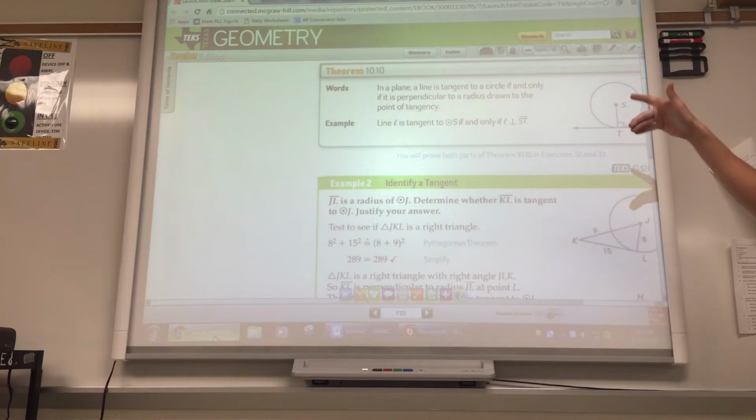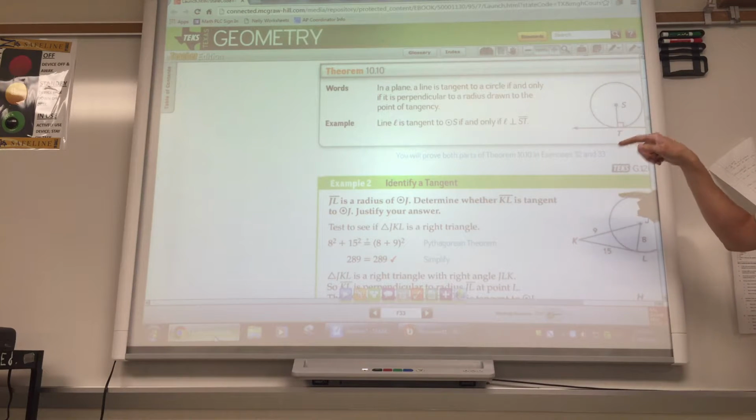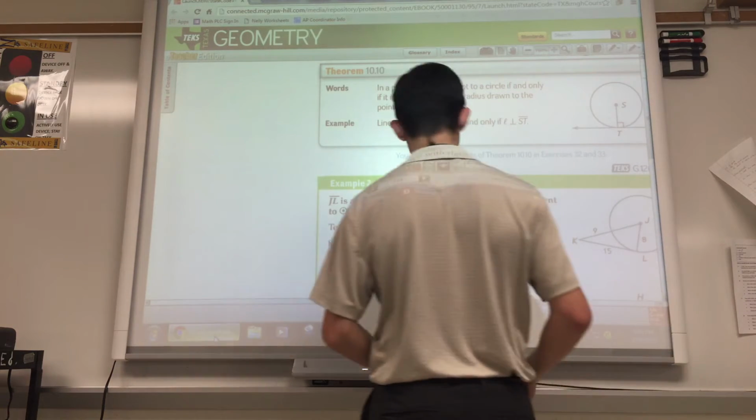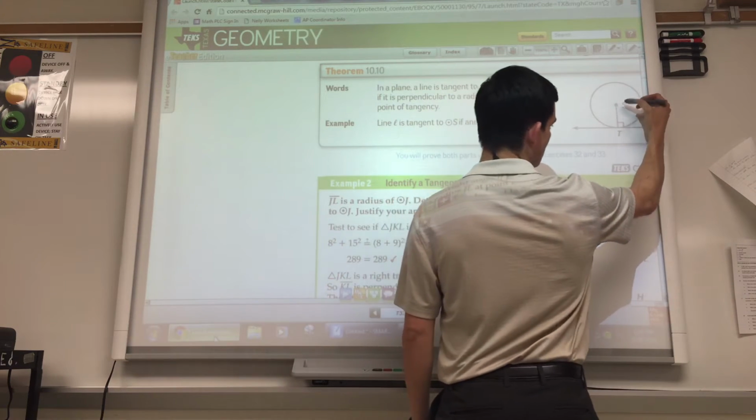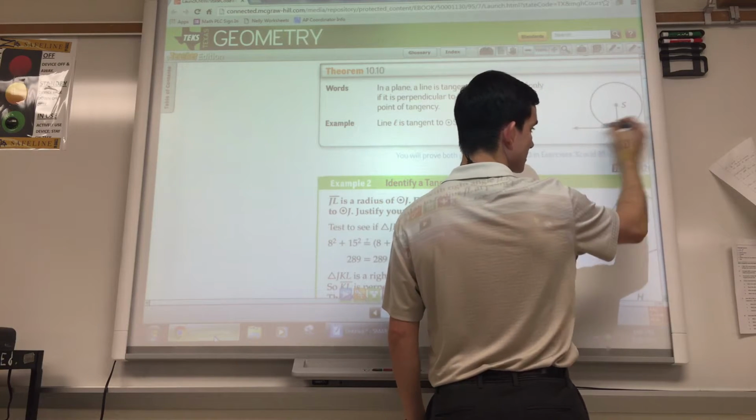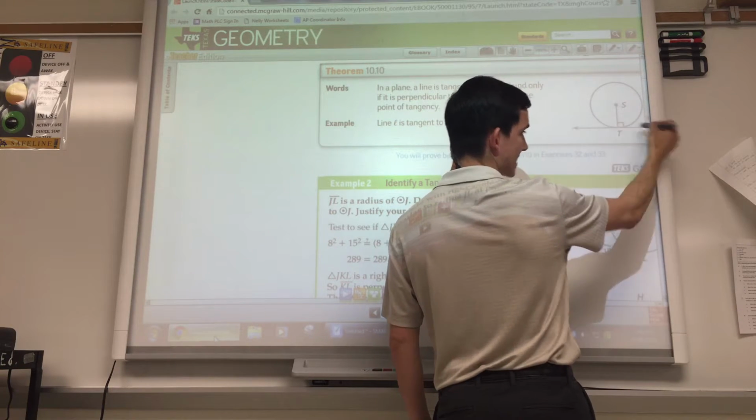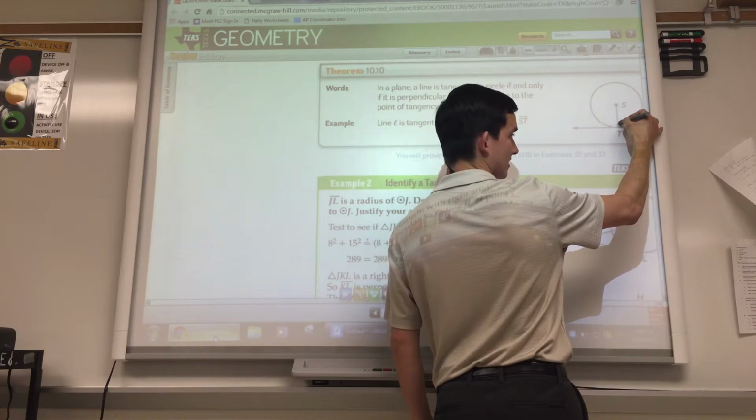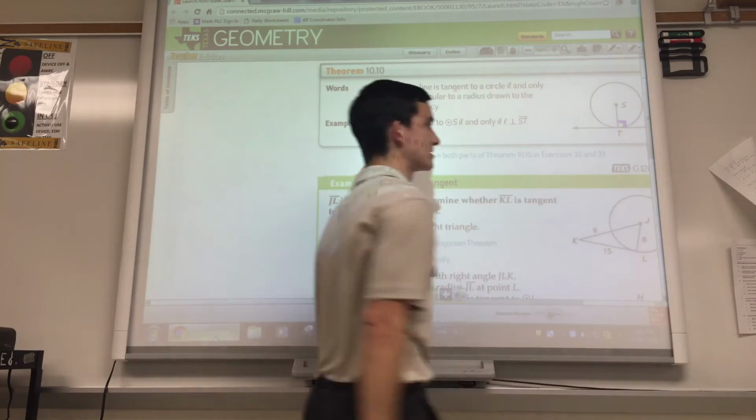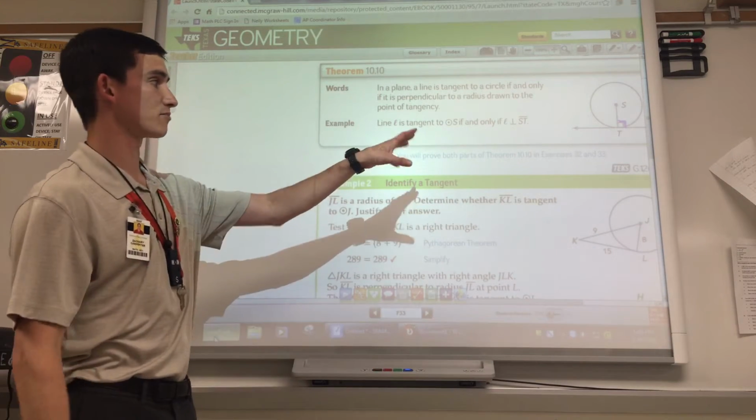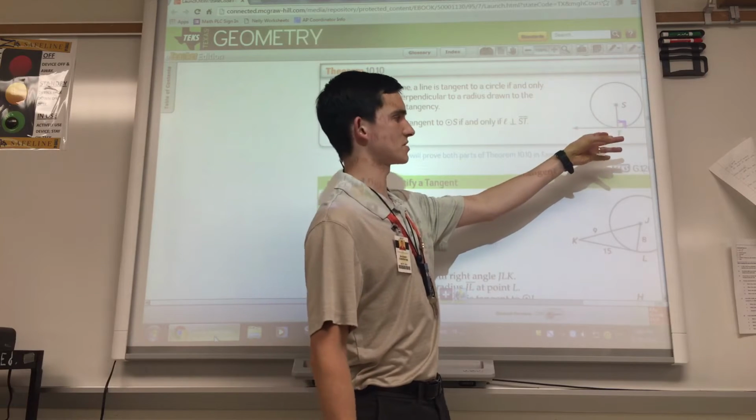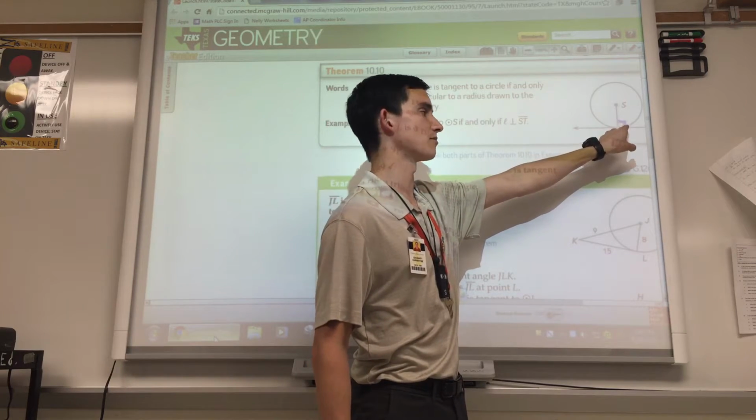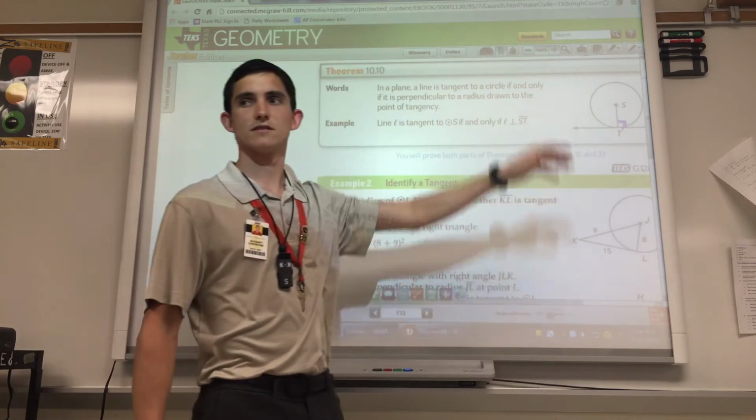In a plane, a line is tangent to a circle if and only if it is perpendicular to a radius drawn to the point of tangency. So it's saying, pretty much, you know that this is a tangent, or it hits in one spot, if that's perpendicular and it's hitting the point of tangency. So pretty much you're just looking for it. Make sure that's a 90-degree angle before you assume that it's actually a tangent.